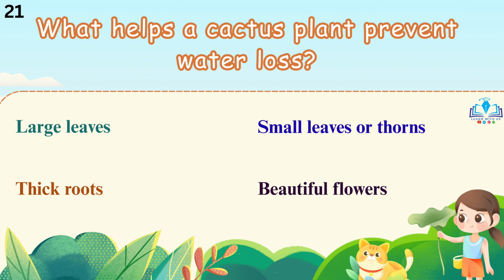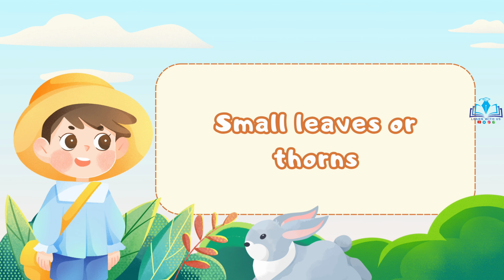Question 21. What helps a cactus plant prevent water loss? A. Large leaves. B. Small leaves or thorns. C. Thick roots. D. Beautiful flowers. Answer B. Small leaves or thorns.